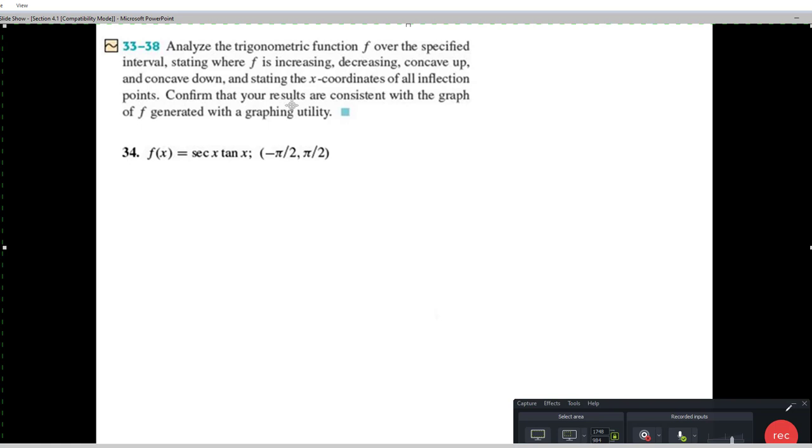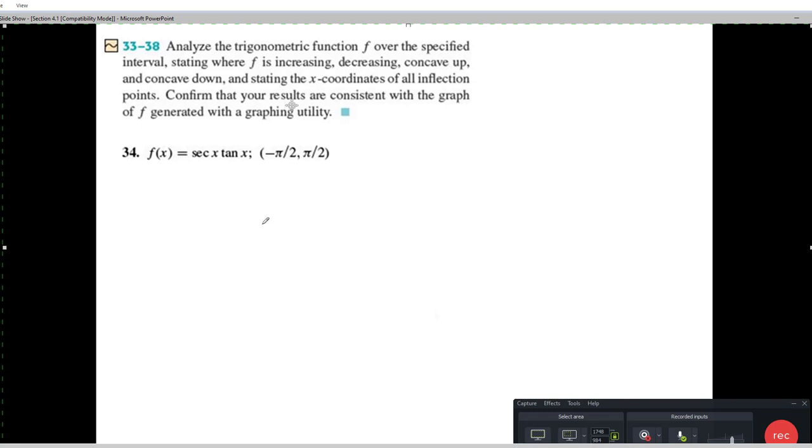We're going to analyze the trigonometric function f over the specified interval, stating where f is increasing, decreasing, concave up, and concave down, and stating the x-coordinates of all inflection points. And we're going to confirm our results by looking at the graph on the graphing calculator.